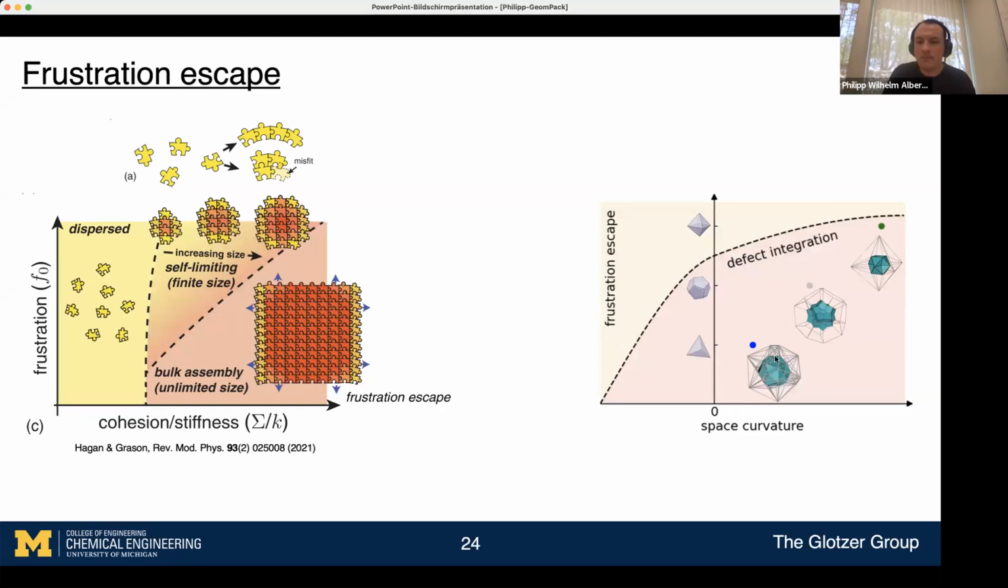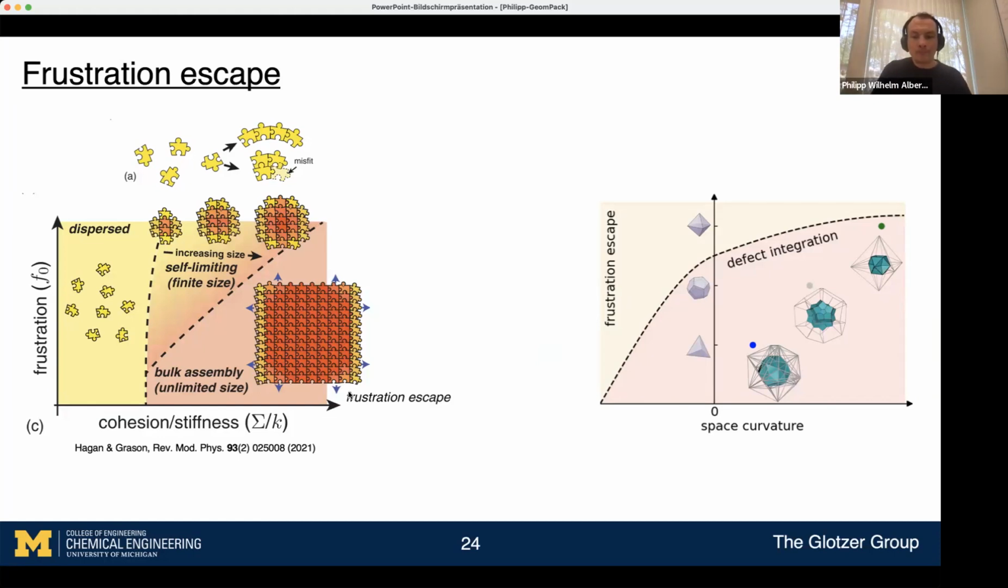And for tetrahedra and dodecahedra, this can be done even until we reach the Euclidean space. However, at some point, the curvature mismatch is so large that we get something similar to this frustration escape, where it's just entropically way more favorable to distribute the geometric frustration uniformly.